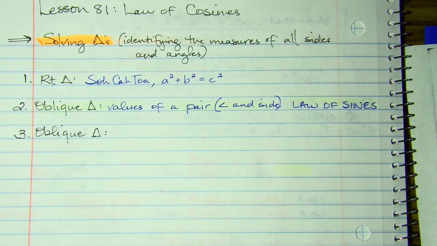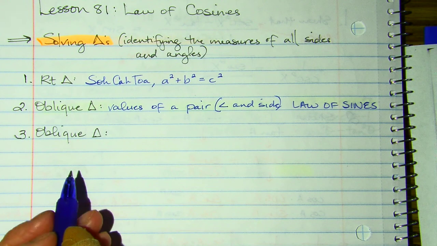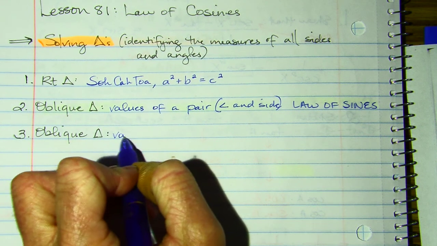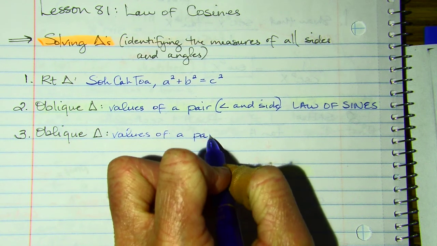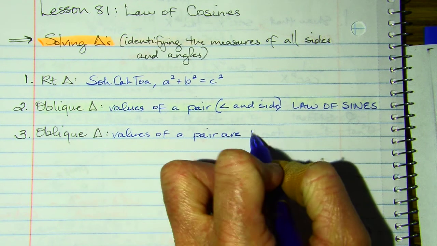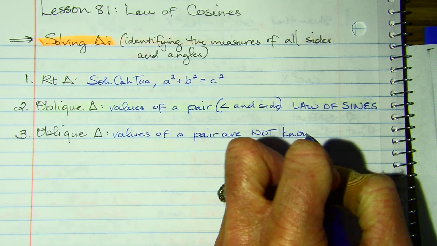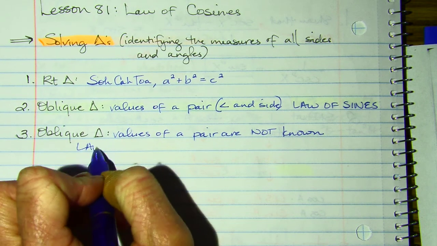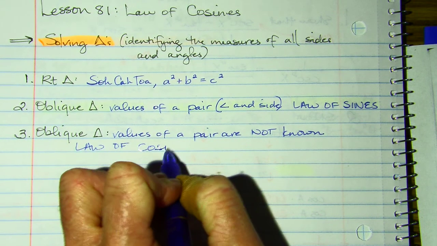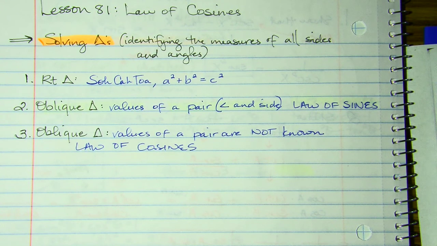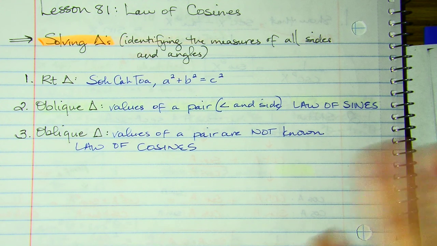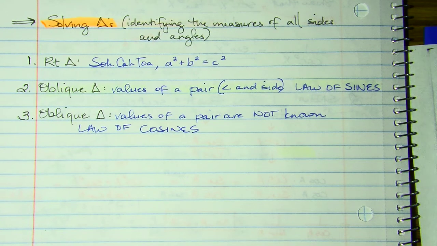Today we're going to be talking about if I have values of a pair not known. And in that case, I will use the law of cosines. Now, once I use the law of cosines and find a pair, then I can use law of sines. All 3 angles in a triangle equal 180. But I might have to start with the law of cosines. So let's go over what that is.